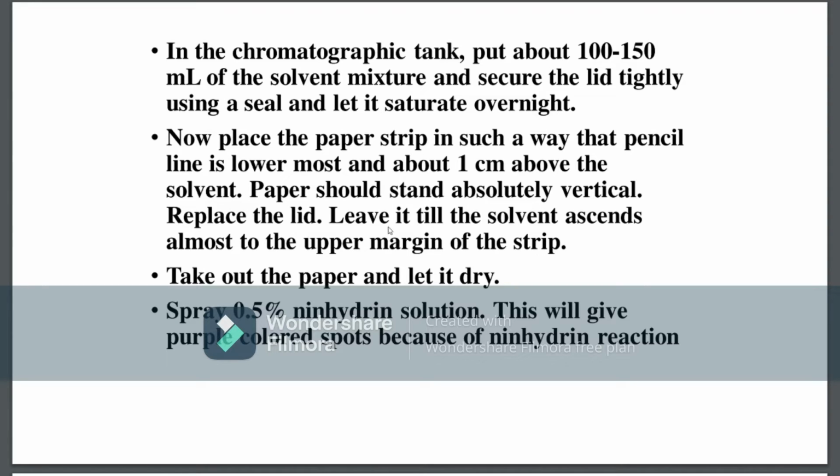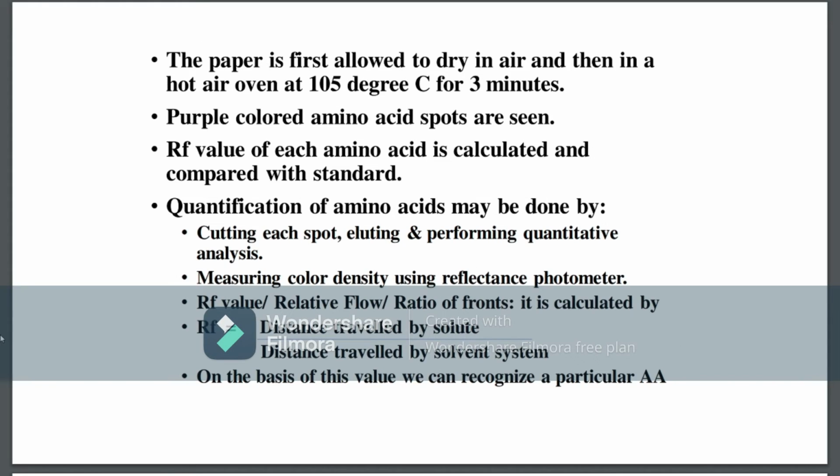Replace the lid. Leave it till the solvent ascends almost to the upper margin of the strip. Take out the paper and let it dry. Spray 0.5% ninhydrin solution. This will give the purple colored spot because of the ninhydrin reaction. The paper is first allowed to dry in air and then in a hot air oven at 105 degrees Celsius for 3 minutes. Purple colored amino acid spots are seen.